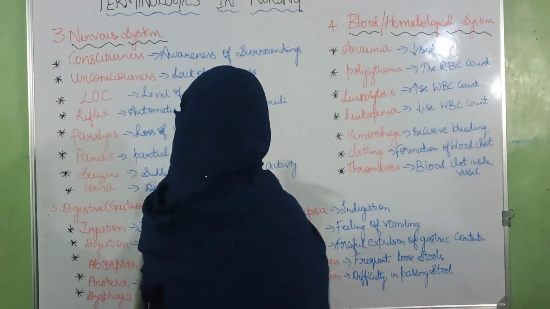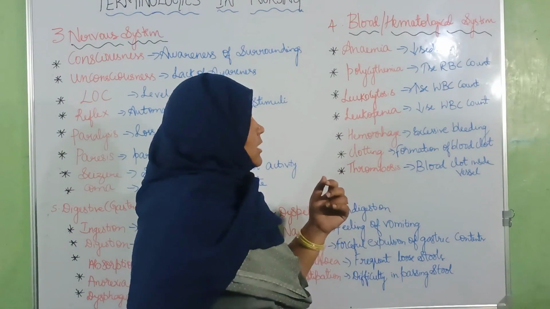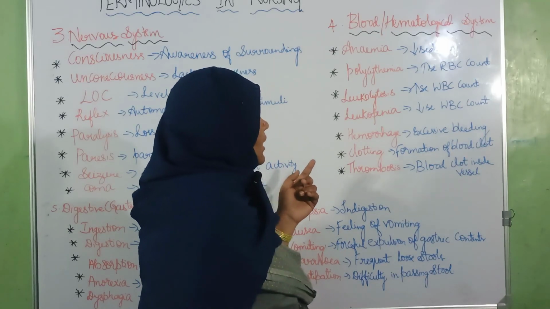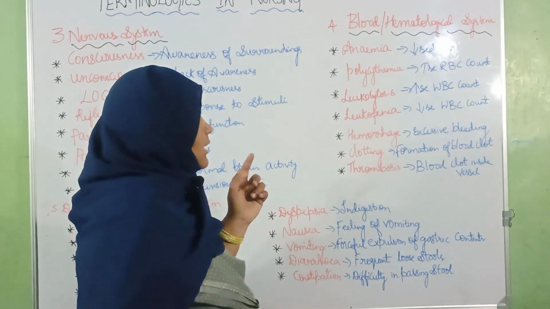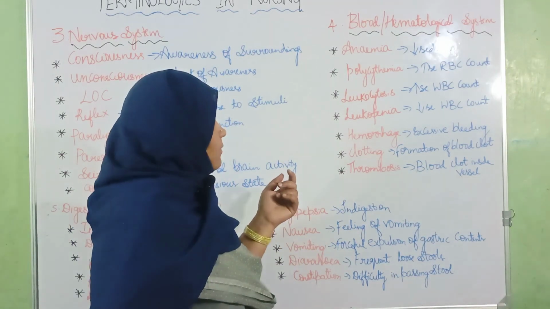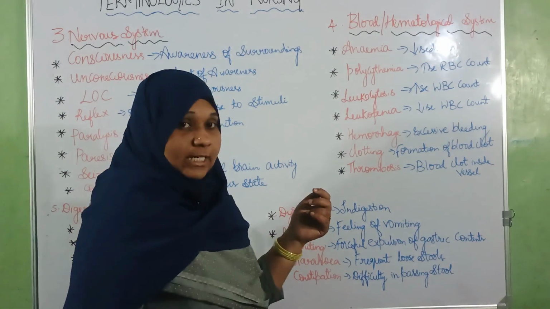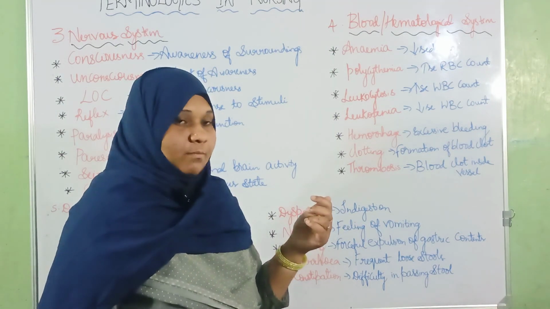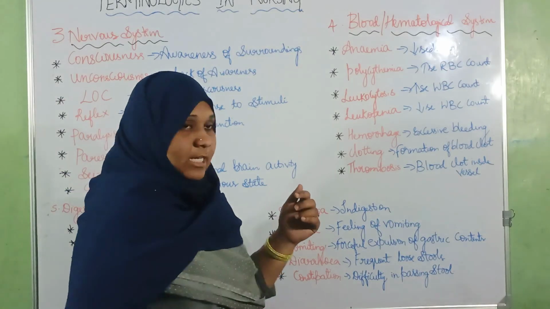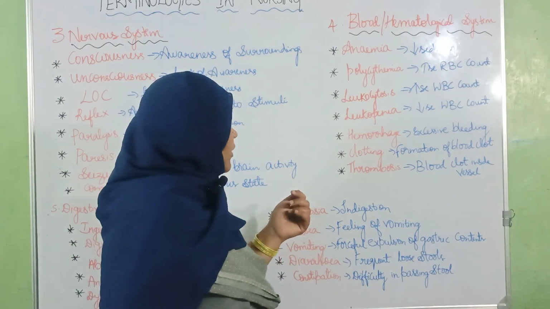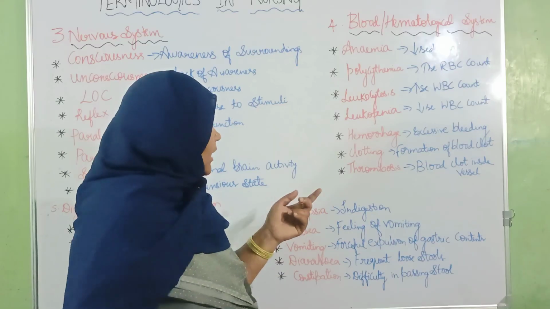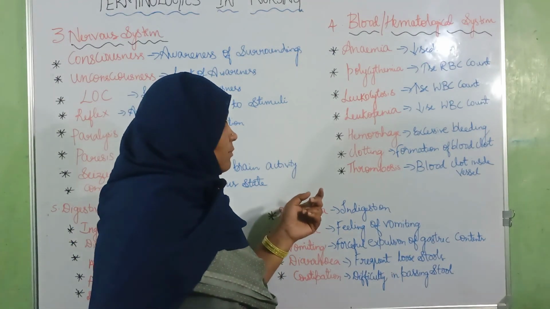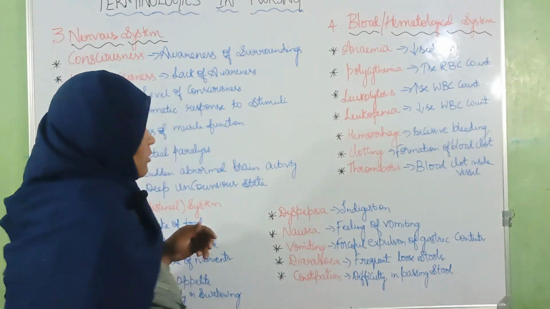So next, coming to the next system, that is the blood or hematological system. In this, we deal with anemia. Anemia is nothing but a decreased Hb, that is hemoglobin, count. Polycythemia, that is increased red blood cell count. Leukocytosis is nothing but increased WBC, that is white blood cell count. Leukopenia is decreased white blood cell count. Hemorrhage, nothing but excessive bleeding. Clotting, nothing but formation of a blood clot. Thrombosis. Thrombosis is nothing but a blood clot inside the vessel.